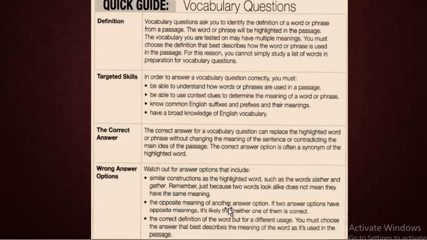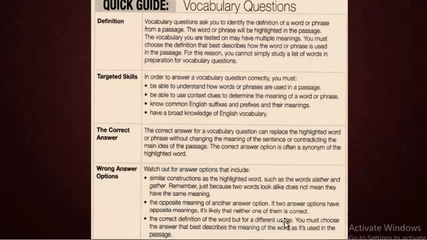This is called mind diversion. The opposite meaning of another answer option. If two answer options have opposite meanings, it's likely that neither one of them is correct. Sometimes you don't even have to go to the passage. Read the questions, then read the answer options and start the process of elimination from incorrect answer options. For example, A talks about white, B talks about black. So you know that both of them are incorrect or one of them is incorrect. Cross them out.